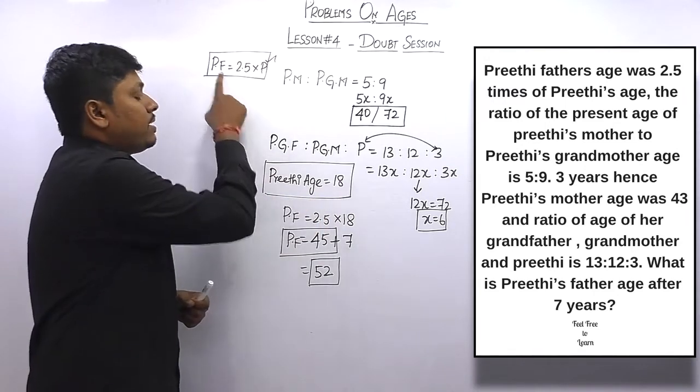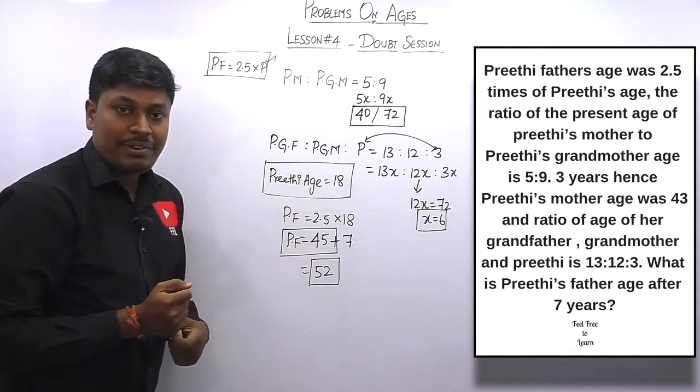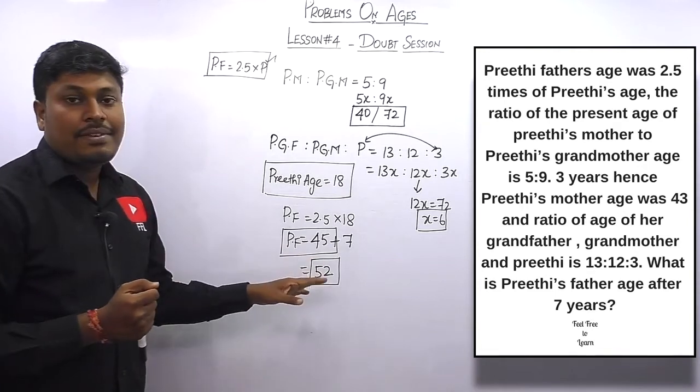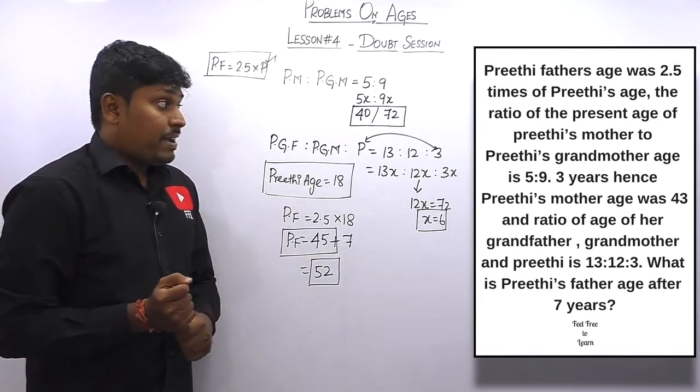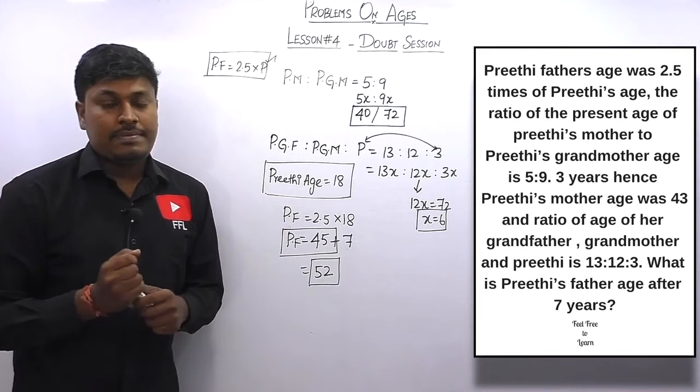After that, finding Preeti's father's age is easy. 2.5 into Preeti's age, plus after 7 years it will be 52. So finally, the answer for this question number 4 is 52.